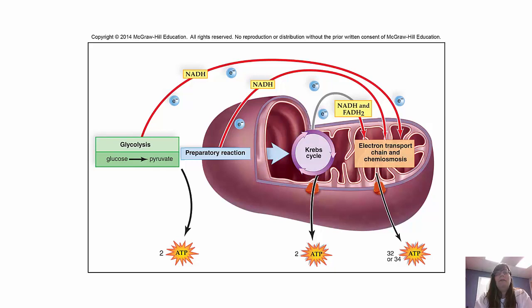So here's a picture of mitochondria. You have glycolysis, glucose to pyruvate, the prep reaction. Again, the pyruvate is cleaved into acetyl groups, binds with coenzyme A. Acetyl coenzyme A then goes into the Krebs cycle. 2 ATP are generated there. NADH and FADH2 carry electrons and hydrogens to the electron transport chain, where 32 to 34 ATP are generated. Oxygen is required. It's the final electron acceptor.